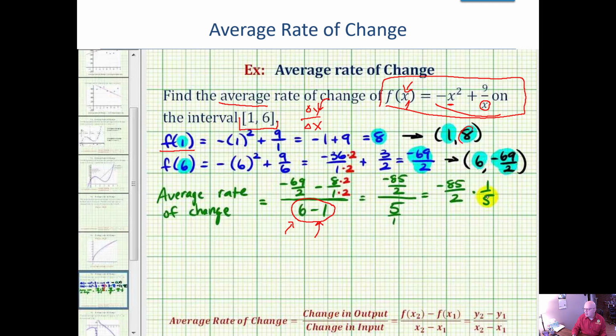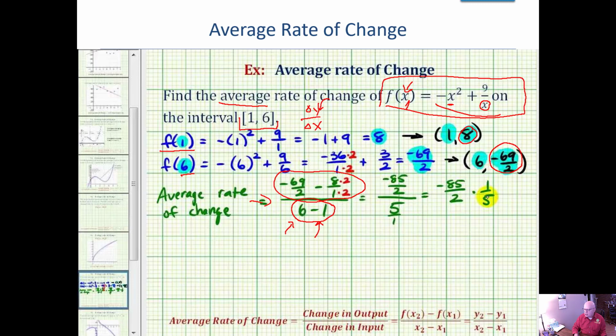In this case, if you put a 1 in, you get an 8 from that function. If you put a 6 in, you'll end up with negative 69 halves for this one. Not very elegant, but it's what we've got. So those two y values will go in here to get the average rate of change. Just put those in. You might want to use a calculator for that. This is sort of old school with those 2's and everything. The calculators are probably your best bet.